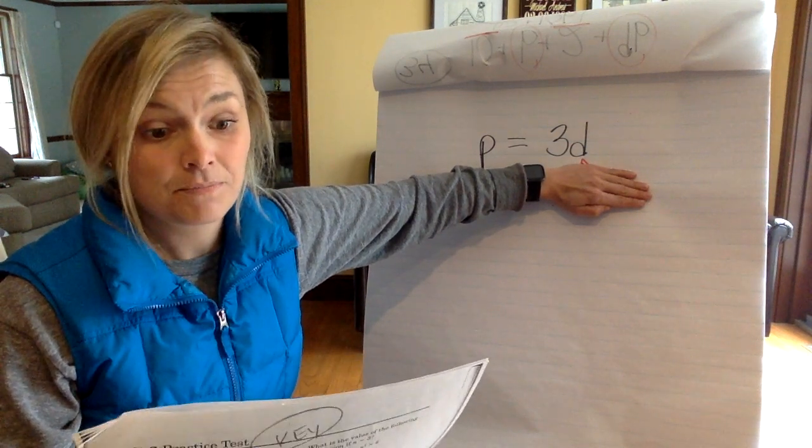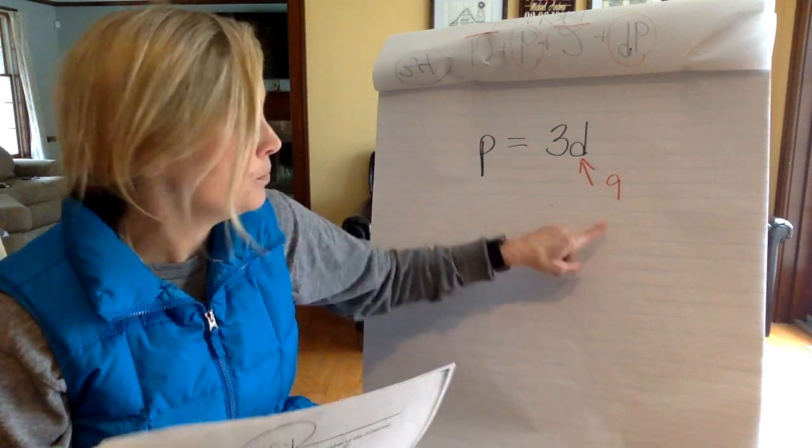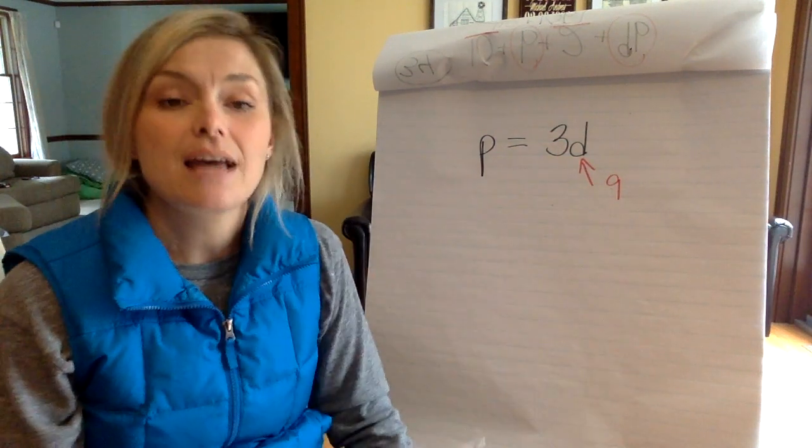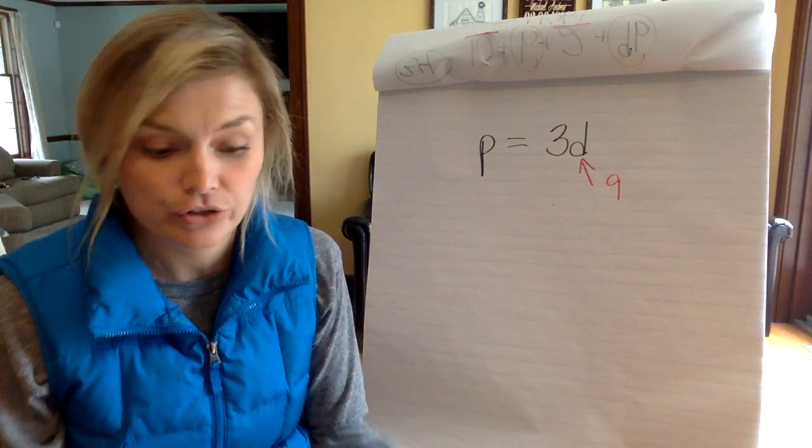of number 47. In part B, it gives you the value for D of 9 days. So you plug it in, you do 3 times 9, which is 27. So for part B, you should have 27 as your answer.